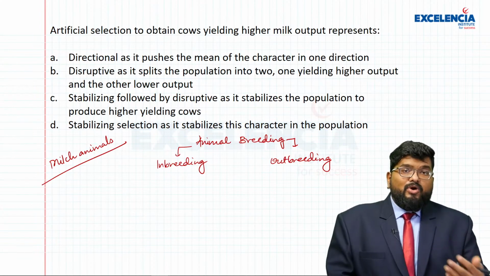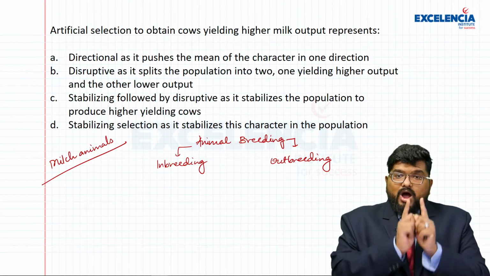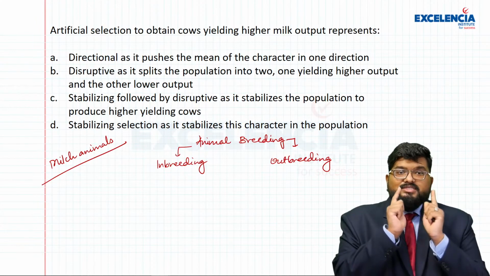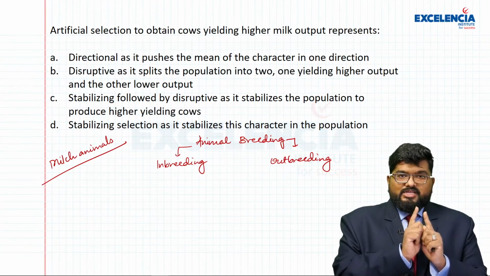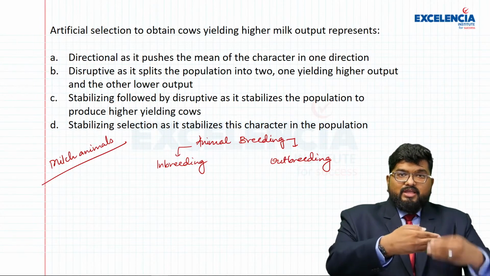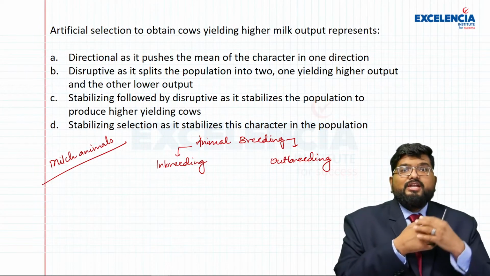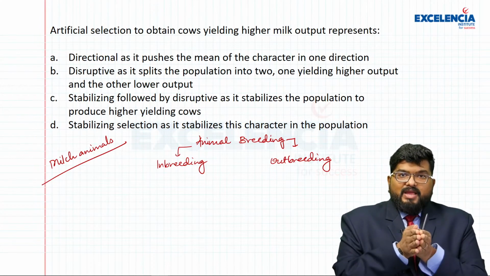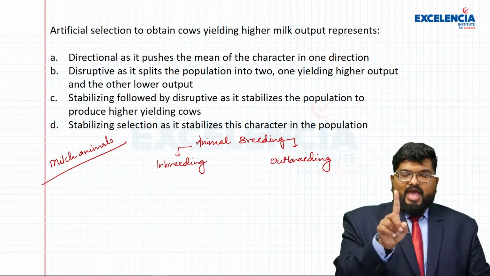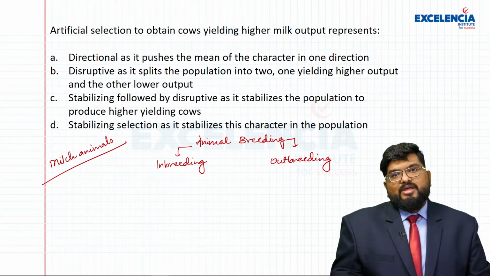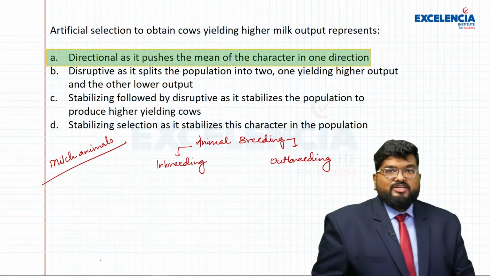So what are we doing over here? The people who are carrying out breeding are selecting one characteristic, that is high milk yield, and ensuring that this particular characteristic is kept in the breed. So it is either maintained or it is enhanced. Ultimately the character is being pushed for the selection of only one extreme character, which will be high milk yield. So ultimately this type of selection will give us directional selection, isn't it?